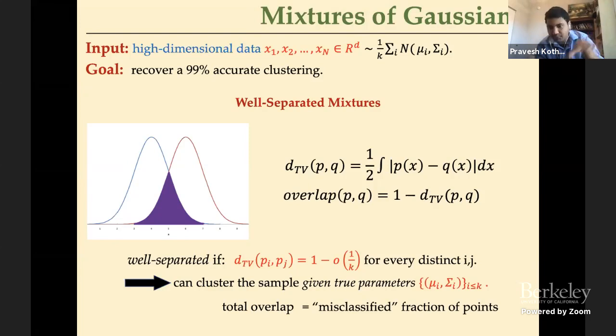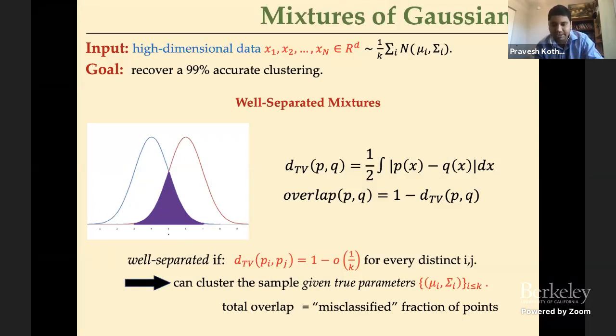You can do various variants of it. But what you can prove is that in any reasonable variant of this, the fraction of points that you will misclassify equals the sum of the overlaps of any cluster with all the remaining k minus one clusters. Okay? I'm going to just state that by fiat, not at all try to argue it.